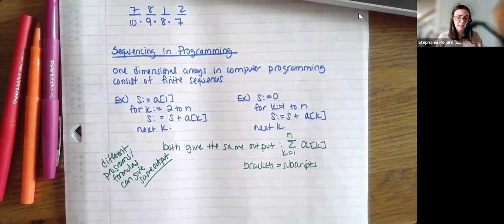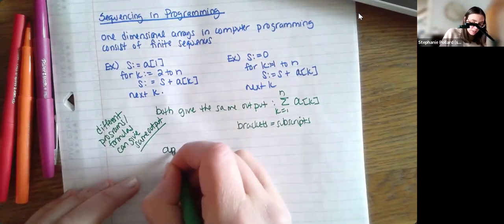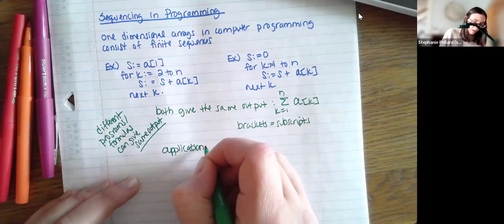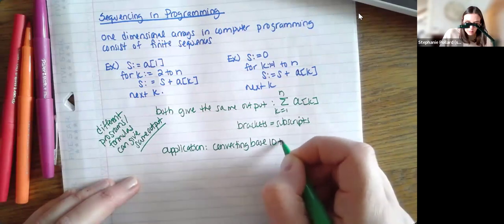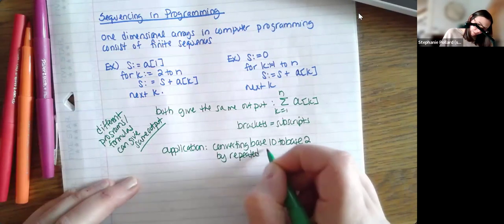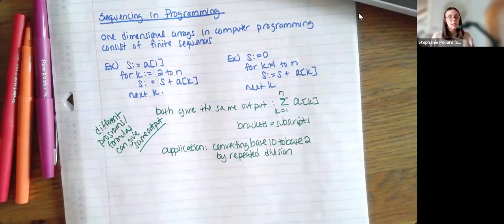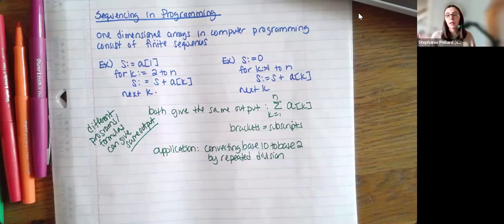Again, like I said, the notation in our text uses the brackets instead of subscripts to represent that sequence in this case. And there's lots of applications. So one application, if you want to read more about it, is converting base 10 to base 2 by repeated division. So again, if you're interested, you can read more about that, but just that little bit of tie-in as well to computer programming and how sequences can relate to computer programs, and also the idea that many sequences and many programs can be written in different ways and have that same output.